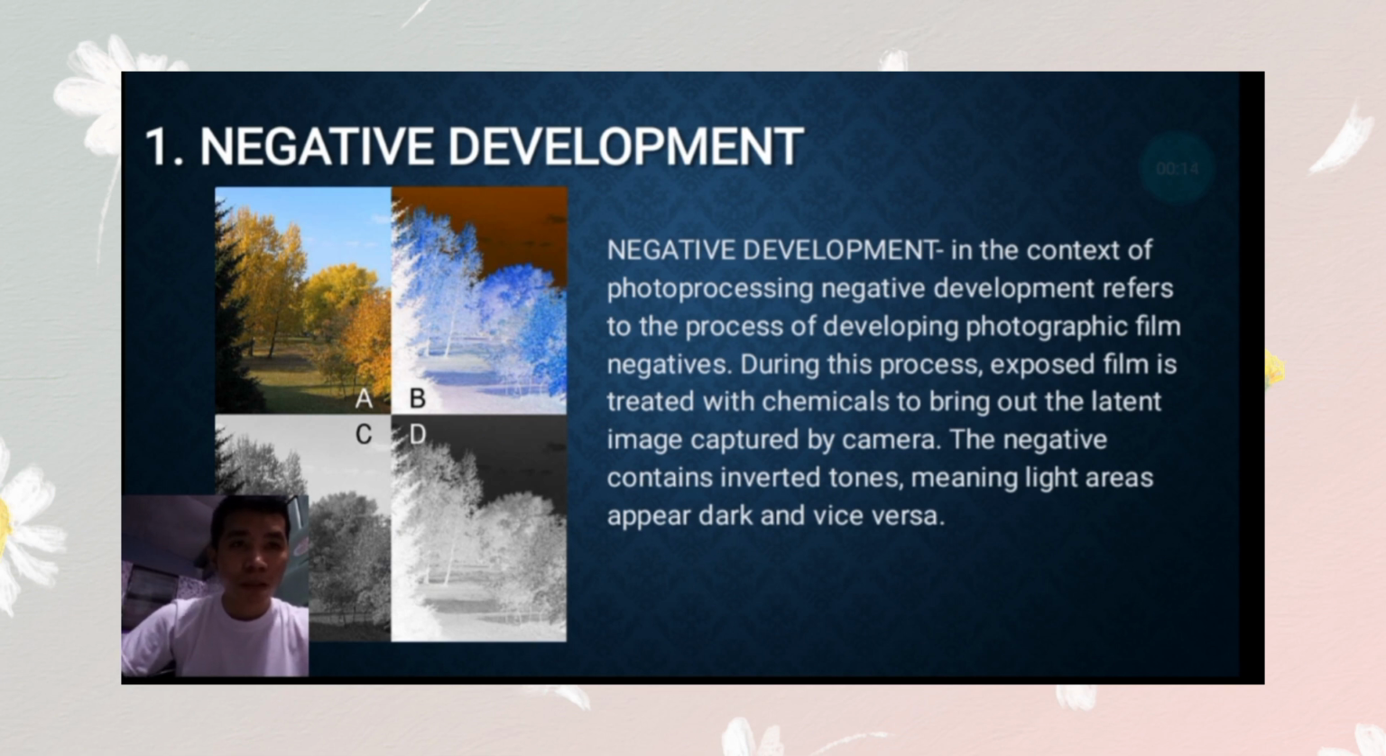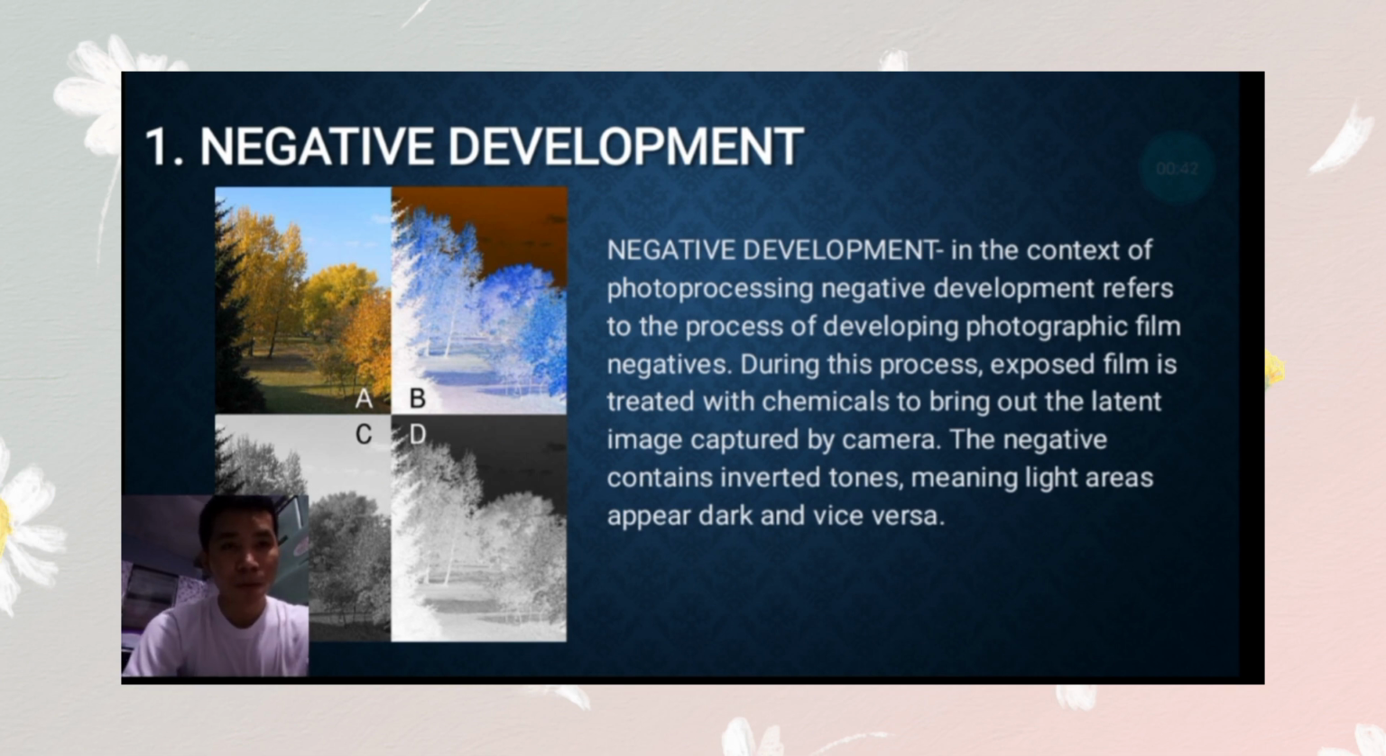Number 1 is the negative development. Negative development, in the context of photo processing, refers to the process of developing photographic film negatives. During this process, exposed film is treated with chemicals to bring out the latent image captured by the camera. The negative contains inverted tones, meaning light areas appear dark and vice versa.